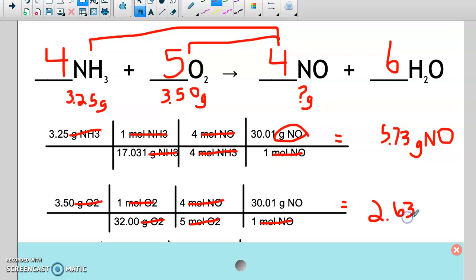And you can see right away that 2.63 is less than 5.73. So you're doing the comparison right there. So you can see right away that this one right here, your oxygen, is your limiting reactant.